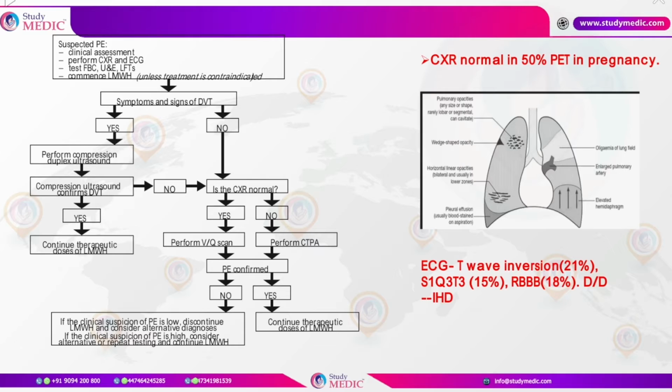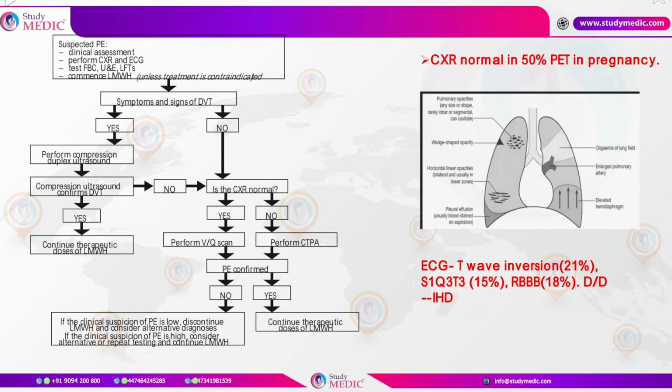If you note signs and symptoms of DVT, for example calf tenderness, then perform a compression duplex ultrasound. And if your ultrasound findings are positive, then continue the therapeutic dose of low molecular weight heparin, as you are now confirmed in your diagnosis.